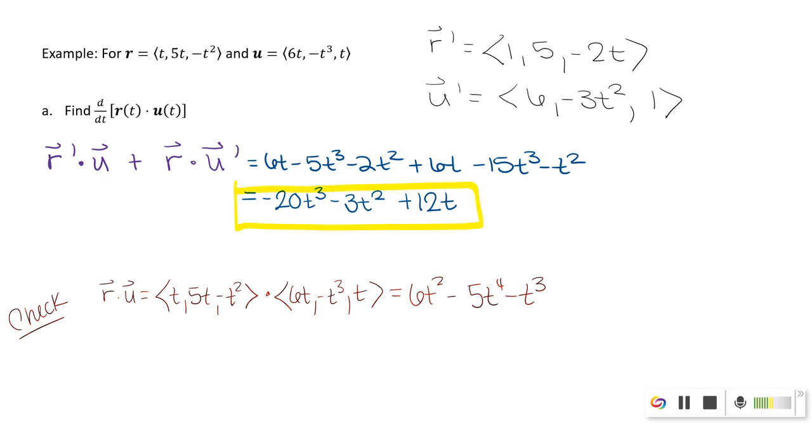So if I just take the dot product of r with u, multiplying those corresponding components together and adding them up, I end up getting 6t squared minus 5t to the fourth minus t to the third. And you can double check, if you take the derivative of this dot product, it will give you the same answer I got when I used my product rule. So if you just take the derivative one term at a time, you get the exact same answer. So that's a great way to check your work.